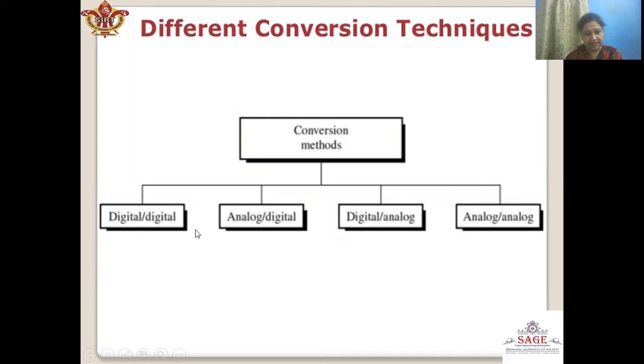Now, in this lecture, we will be considering digital to digital conversion, which is also called line encoding method. Line encoding method is of three types. In my previous lecture, I have already discussed unipolar and polar types of line encoding method. Now, in this lecture, I'll discuss the third type of line encoding method, which is bipolar encoding technique.